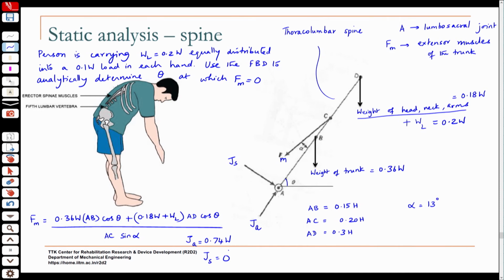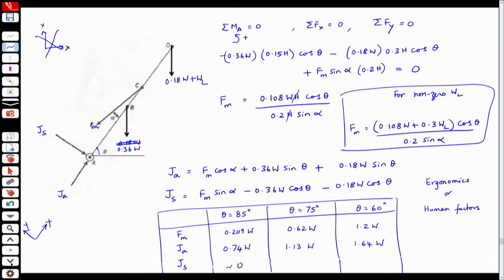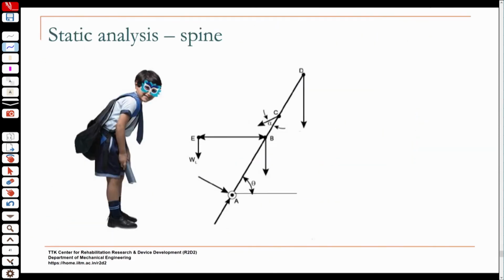Now, let us look at the case where you are carrying a backpack. That is something we all do on a regular basis. So, using a similar free body diagram, let us analyze what it is going to look like when you are carrying a load in a backpack.